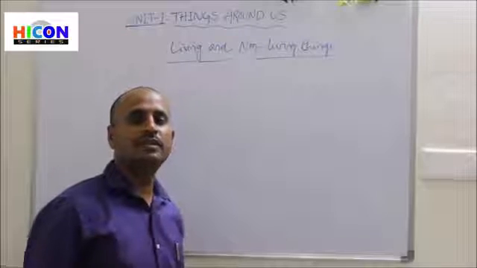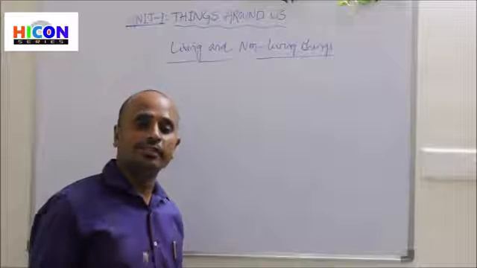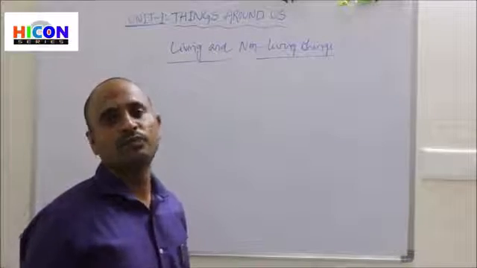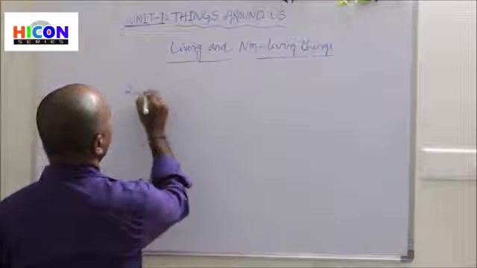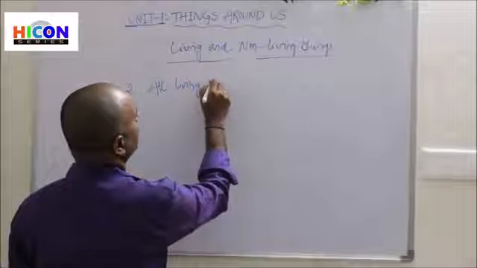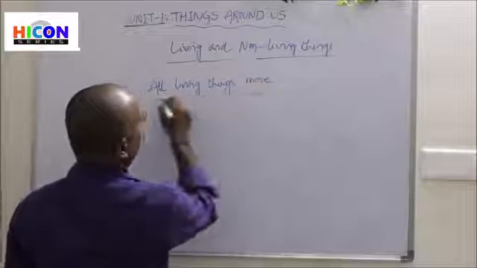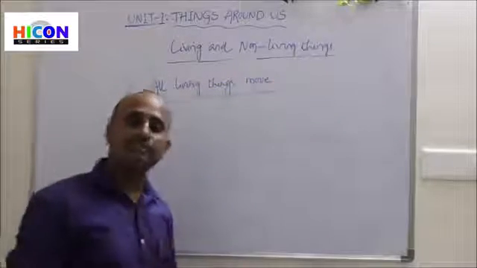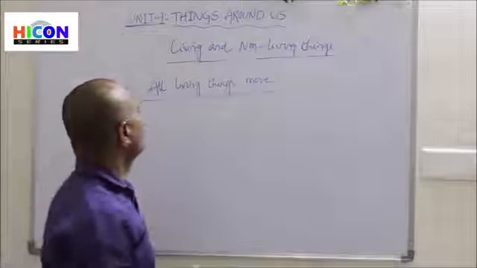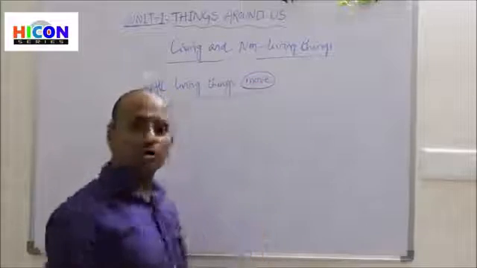Okay children, the next characteristic which differentiates living things from non-living things is movement. That means all living things move. This is the second characteristic which differentiates living things from non-living things. All living things move, but non-living things do not move.